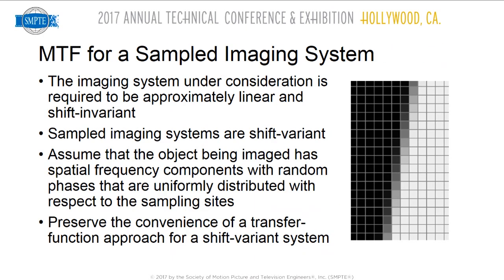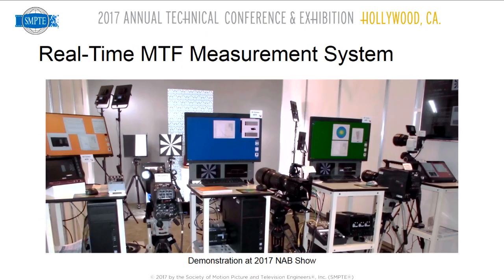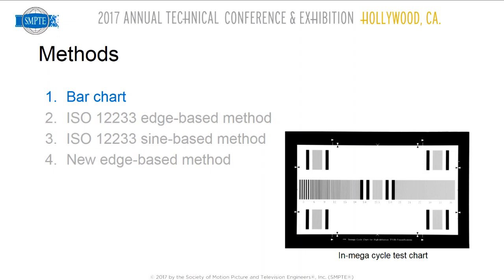In MTF measurement, the imaging system under consideration is required to be approximately linear and shift invariant. However, the sampled imaging systems are shift variant, so we assume that the object being imaged has spatial frequency components with random phases that are uniformly distributed with respect to the sampling sites. So we can preserve the convenience of the transfer function approach for shift variant sampled imaging systems. And I developed a real-time measurement system and demonstrated it at the NAB show this year. So today I will introduce these four methods for measuring spatial resolution.